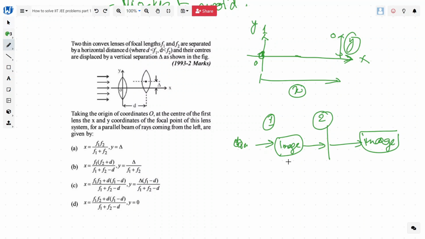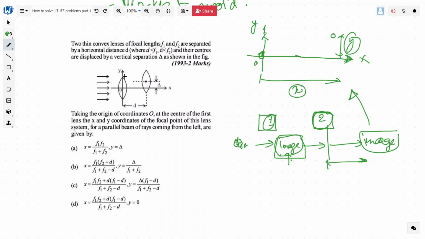So that's what we are going to do. We are going to first calculate the image location for lens number 1, then use that location as an object for lens number 2, and then we'll know the final image coordinates. We have to finally express our numbers in this coordinate system x and y, which is given.